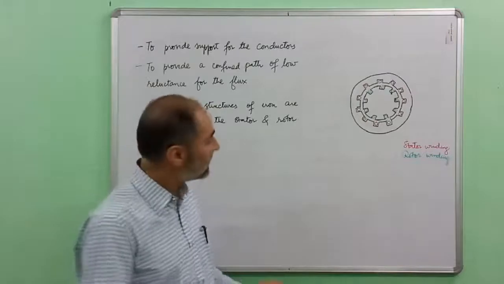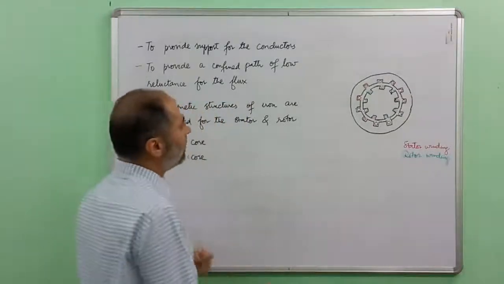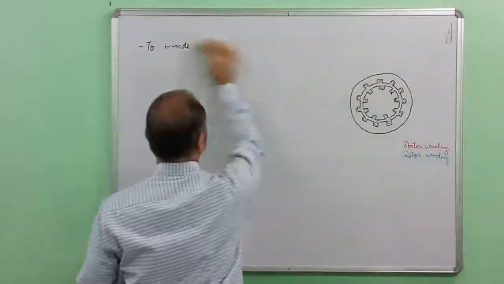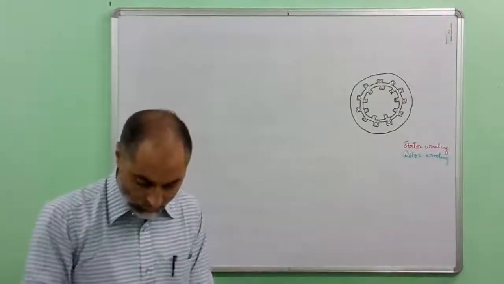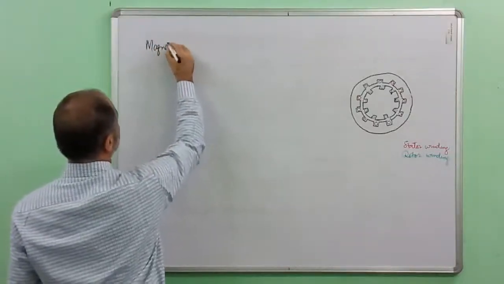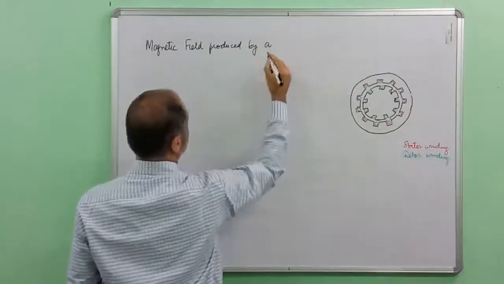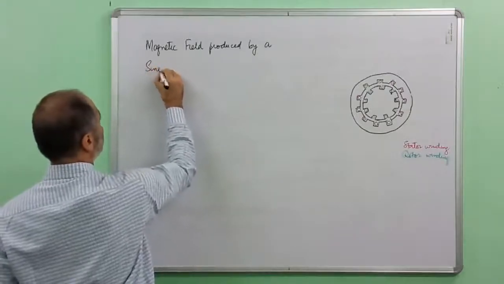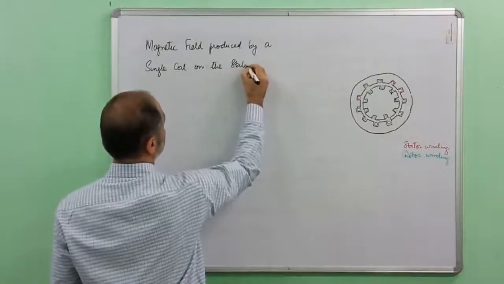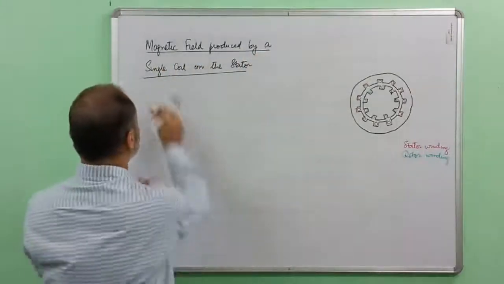And in order to understand the magnetic field produced by such windings, we'll begin with a single coil on the stator of a machine and try to see the nature of the field produced by the single coil. So let's discuss the magnetic field produced by a single coil on the stator. Here we'll consider a simple structure.